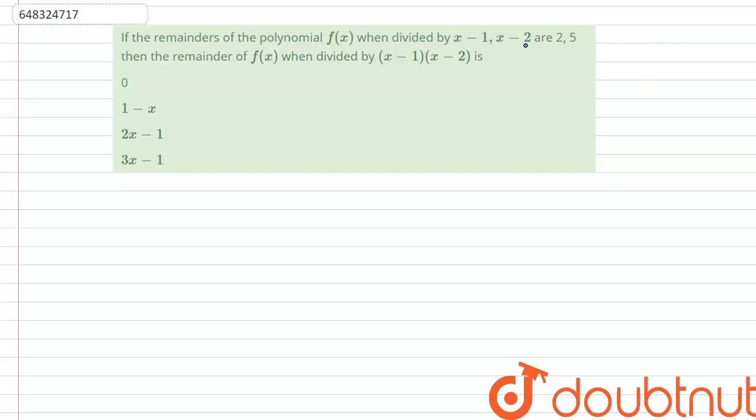It is given that if the remainders of the polynomial f of x when divided by x minus 1 and x minus 2 are 2 and 5, then what is the remainder of f of x when divided by x minus 1 into x minus 2?